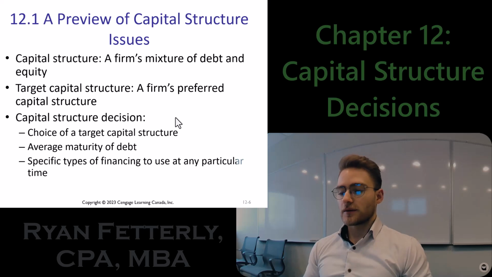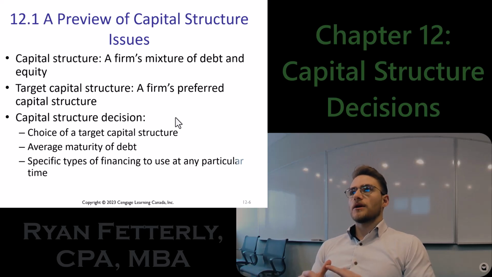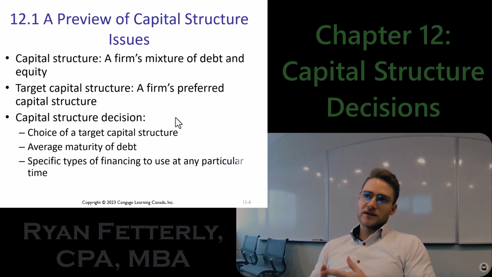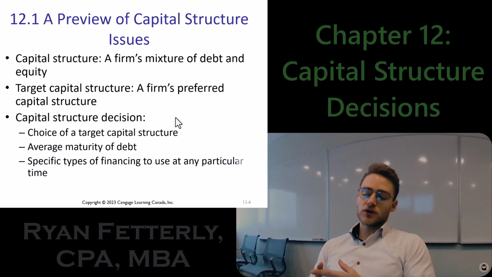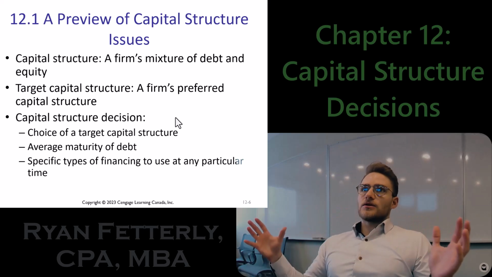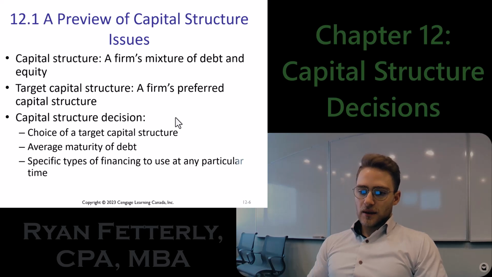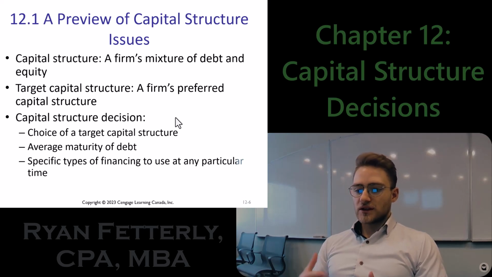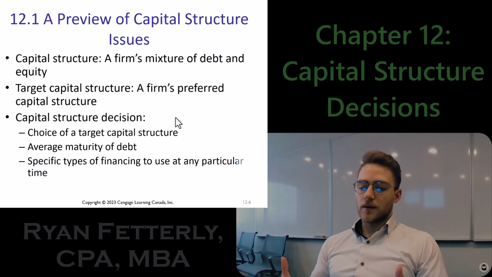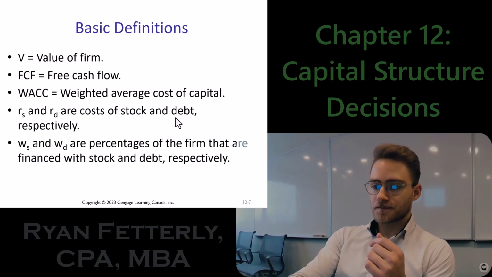Capital structure is a firm's mixture of debt and equity, and target capital structure is a firm's preferred capital structure, right? So how much are we financing with equity versus debt, versus preferred shares potentially, or short-term debt? Because that's going to drive what our weighted average cost of capital is. So capital structure decisions is a choice of target capital structure, based on your average maturity of your debt and specific types of financing to use at any particular time as well.